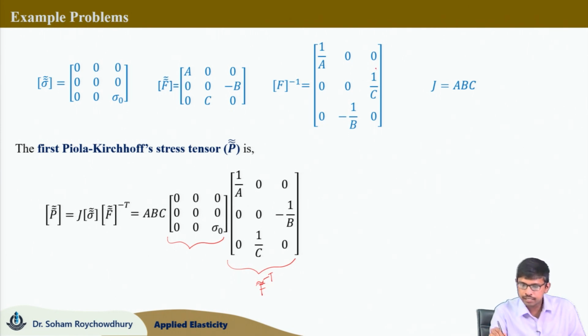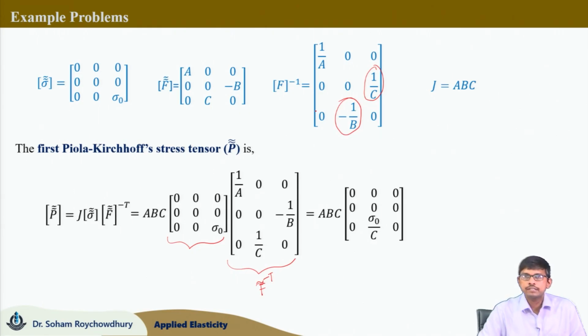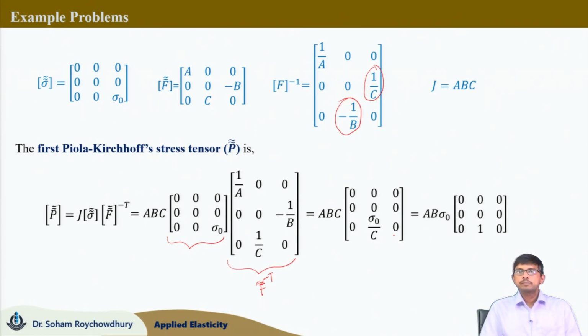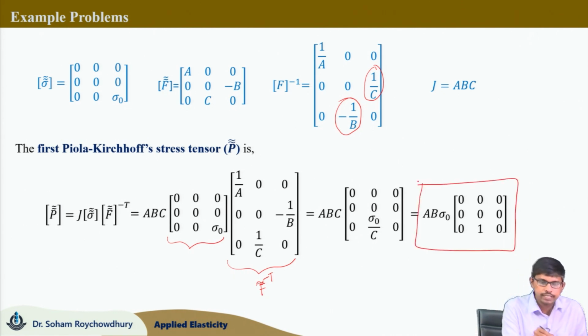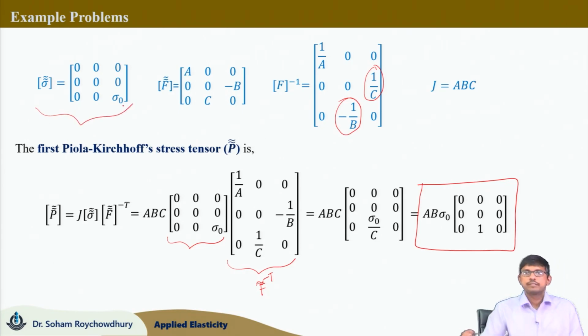I have flipped the 1 by C and minus 1 by B, these two particular entries, in the F inverse transpose. Now, if you multiply the two matrices, this results in 0 0 0 0 0 0 0 sigma naught by C and 0, and taking sigma naught by C out, the first Piola-Kirchhoff stress tensor P becomes A B sigma naught times all zeros in the first and second rows, and the third row is 0 1 0. So, this is the first Piola-Kirchhoff stress tensor corresponding to the given Cauchy stress tensor.